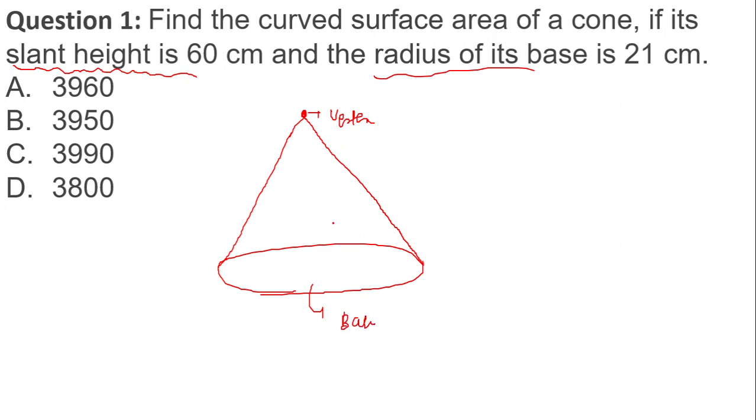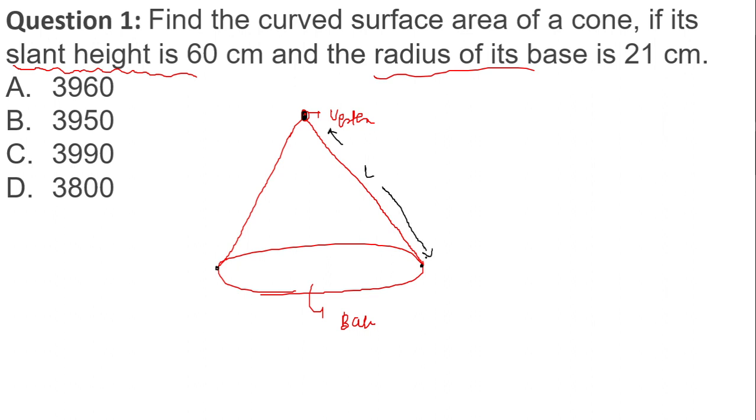Now if we try to join the vertex to any point on the circumference of the circle. I'm not able to draw a proper diagram, just try to understand this. This is the vertex. The distance from the vertex to any point on the circumference of the base circle is called the slant height, denoted by L.